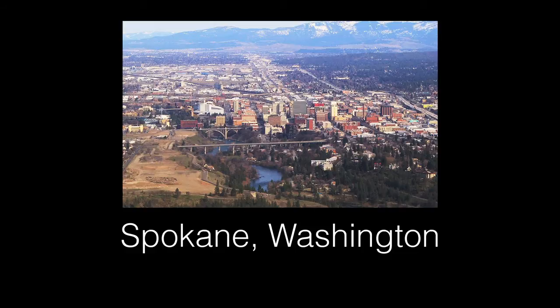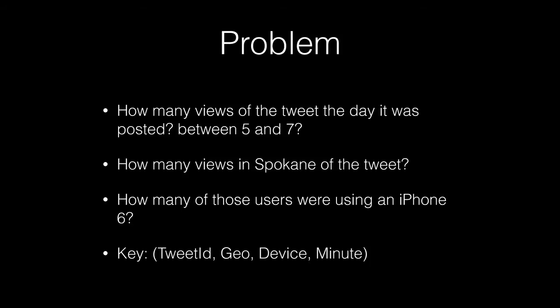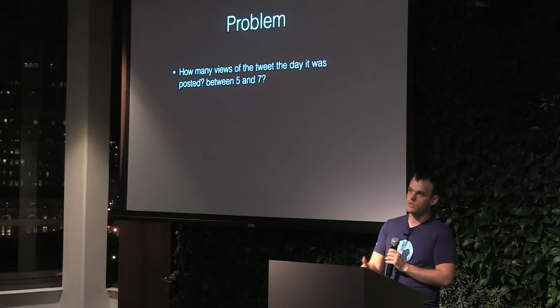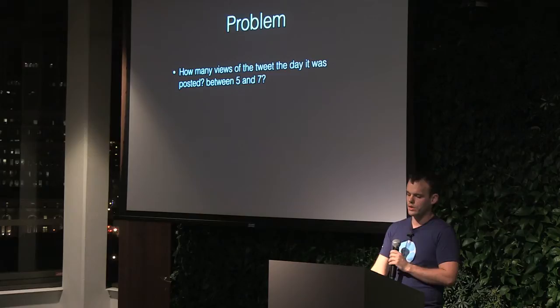is if we take Spokane, just a random geo, taking a popular thing, House of Cards, tweeting away. The problem in this case would be these sorts of questions, which come up quite a lot. You want to know these quickly because they're using a dashboard or someone wants a report. Standard things like, how many times did someone view this tweet? Then start adding in extra constraints, like between certain hours, when did they view it? Okay, that's not so bad.